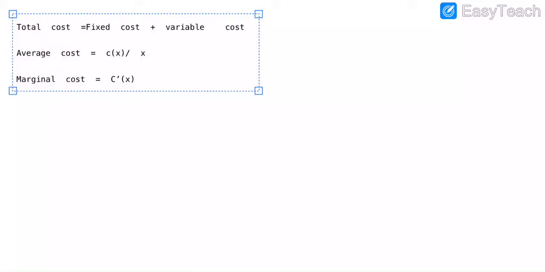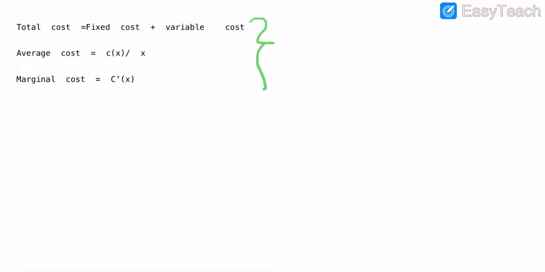Okay, class. I believe that a lot of students have questions on the application of quadratic equations, right? So this is the formula, the basic things that you must know, whereby the total cost is fixed cost plus variable cost. Average cost is the total cost function divided by x, and marginal cost is equal to the differentiate of the cost function. So why you should know about these three formulas?